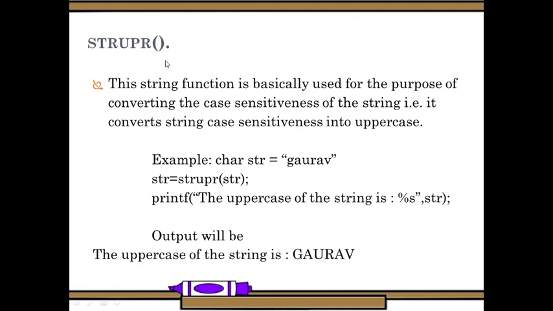Then string upper. Okay. String upper means strupr is the string upper function that converts the string to uppercase.